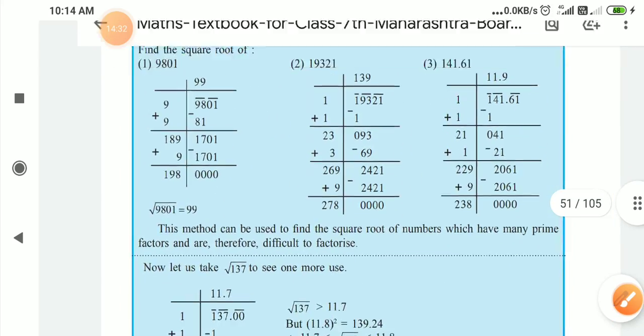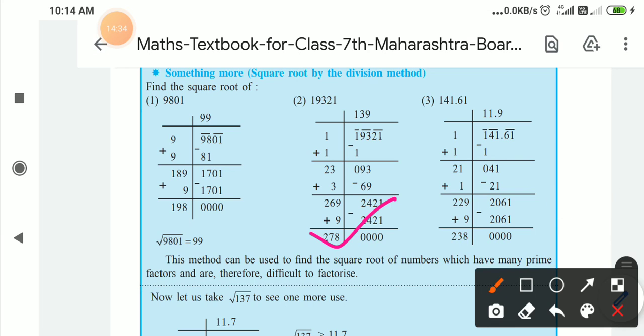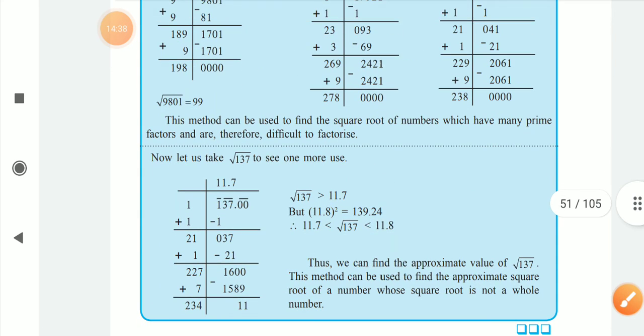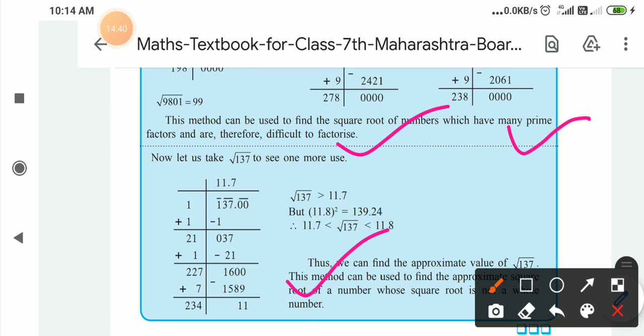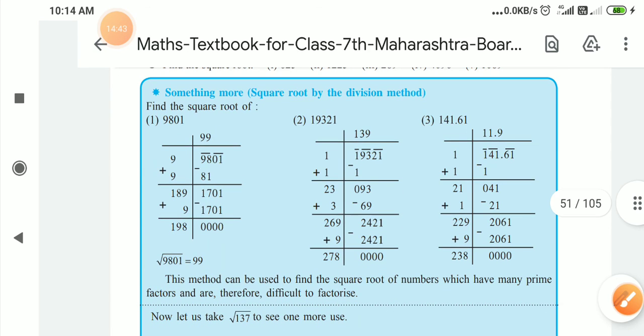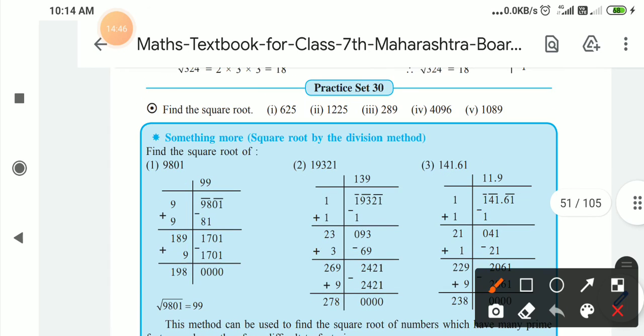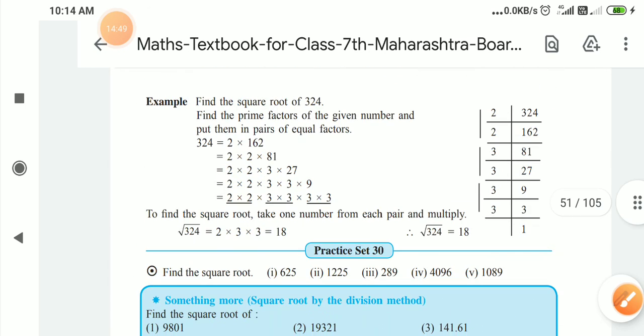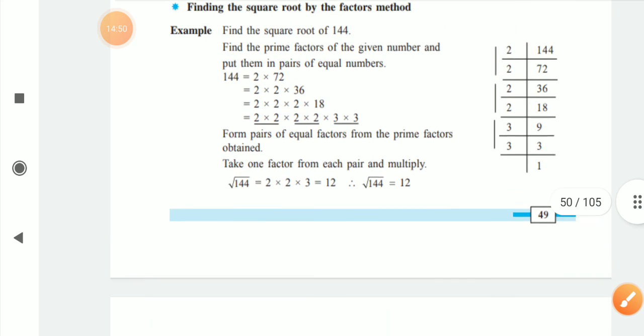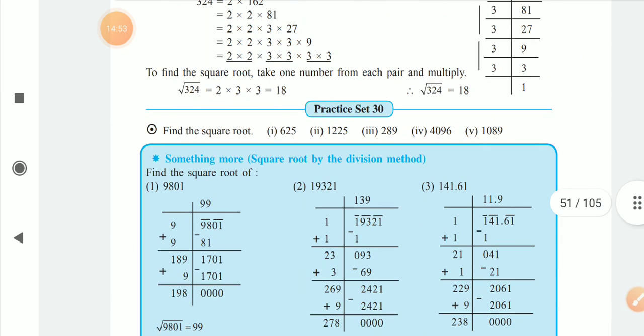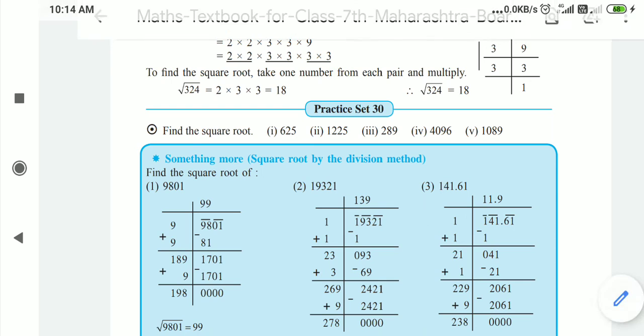Which 3 examples are left? 1 has a decimal point, that also I will teach you how to do. 2, and this one is the 3. These 3 examples I will teach you in tomorrow's lecture, and today just note down and solve 1, 2 and 3. Okay, and with this you also have to solve practice set 30. Understand?